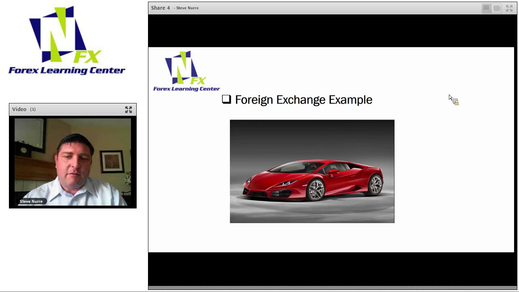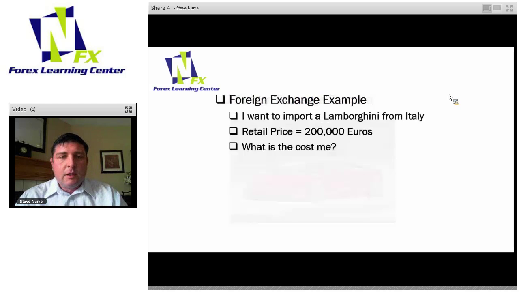So instead of coming from the dealership, I'll contact the retailer over in Italy and I'll get a quote on this Lamborghini. Now pay close attention, because this is an actual typical foreign exchange transaction that creates a large amount of the volume that you see in the foreign exchange markets. So I want to import a Lamborghini from Italy. That's the basics of foreign exchange.